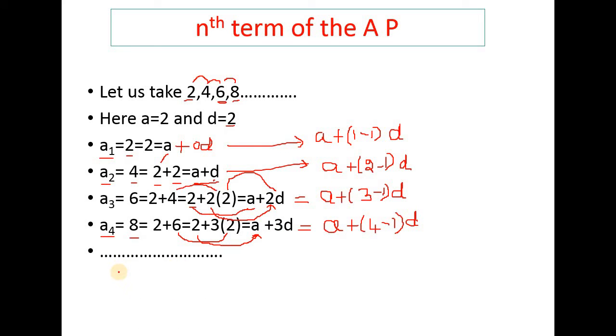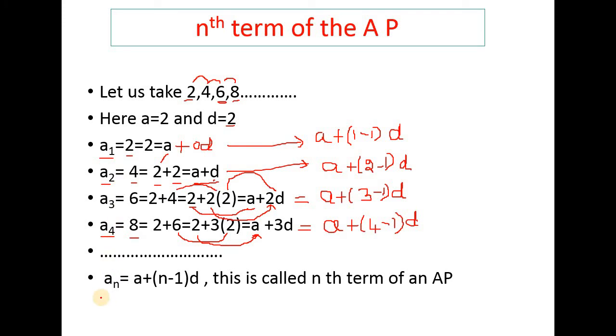Similarly, in place of 1 to 4, if n is there, what can we write? If it is 4, we write A plus 4 minus 1 into D. If 3 is there, A plus 3 minus 1 into D. If 2 is there, A plus 2 minus 1 into D. Similarly, if n is there, we can write A plus n minus 1 into D. This is called the nth term of an arithmetic progression. So An is equal to A plus n minus 1 into D.